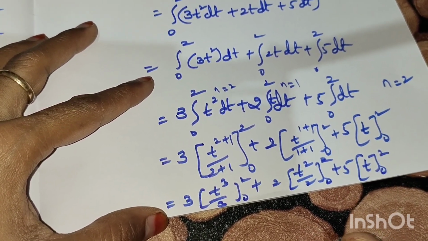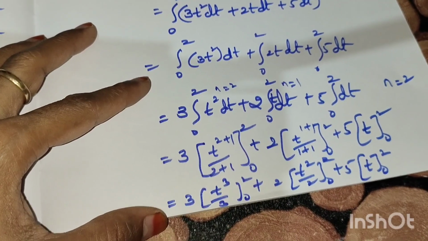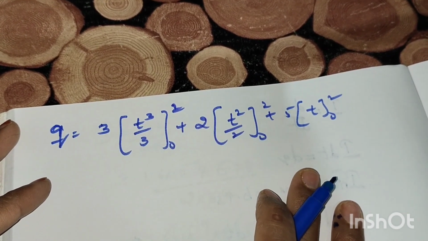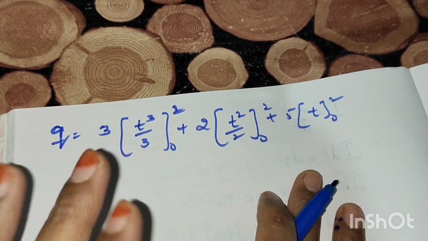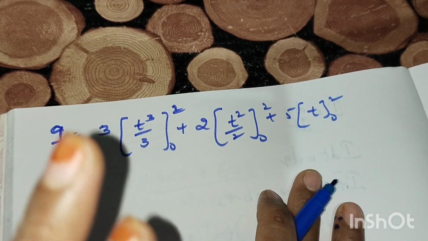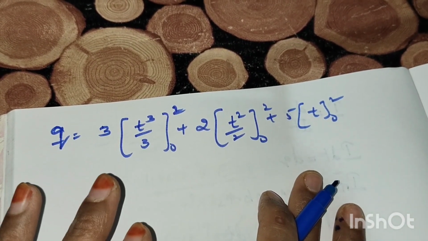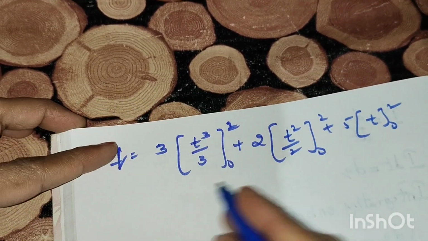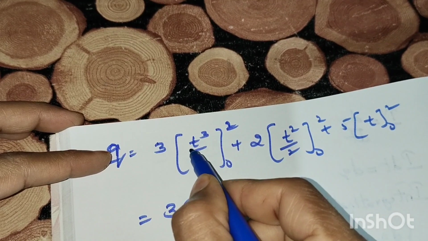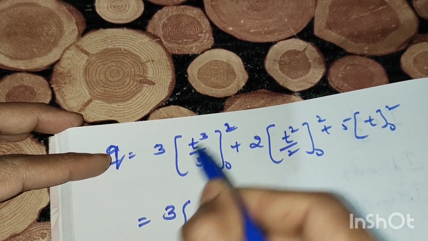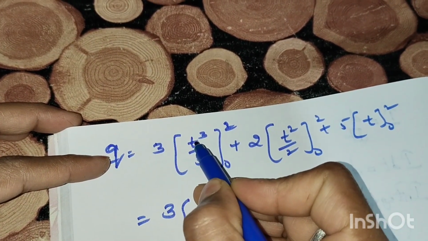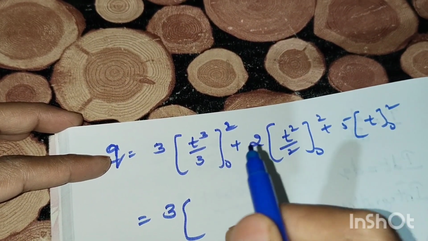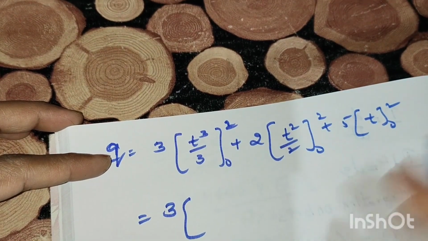Now we are going to apply the limits to the values. You should listen very carefully to how you should apply the limits. This is very easy for MPC students, but it will be difficult for BiPC students. So how will you apply the limit here? In place of t, you should apply the limits. What is t here? Time itself. In place of t, we should apply the limits of time. First you have to apply the upper limit, then minus the lower limit.